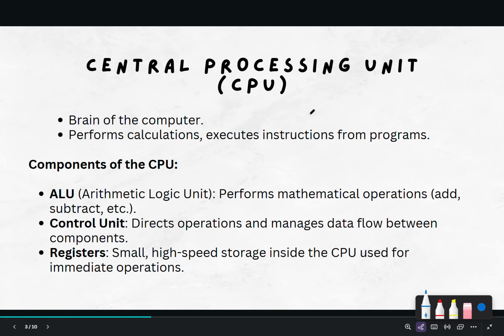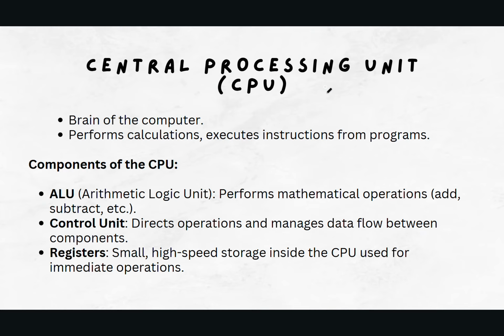Okay, so let's now learn about the most essential unit of a computer, which is the CPU or the central processing unit. If we assume that a computer is a human body, then the CPU is the brain of the computer. Without a CPU, a computer is useless. So what does a CPU do? It performs calculations, executes instructions from programs, and also does a lot of other processing related things, like memory management and all of that.